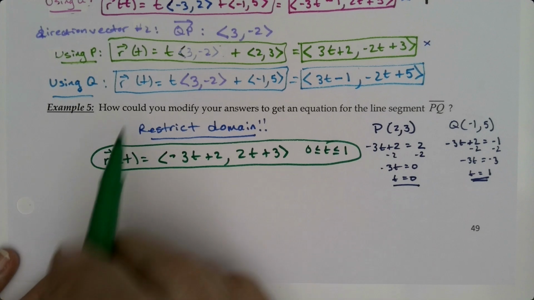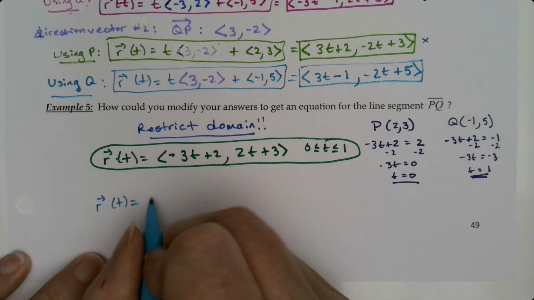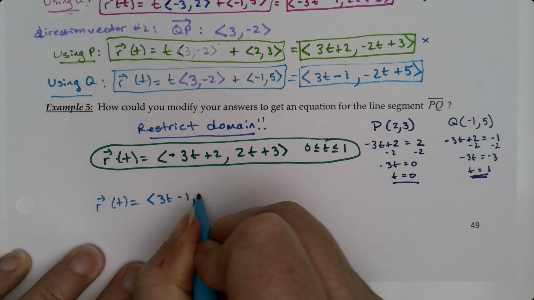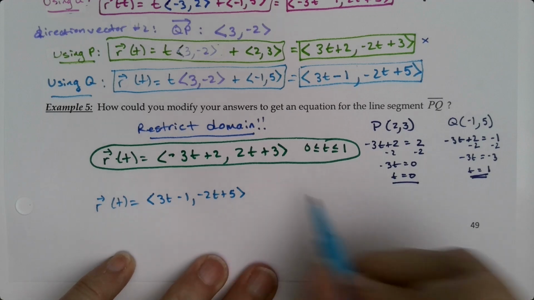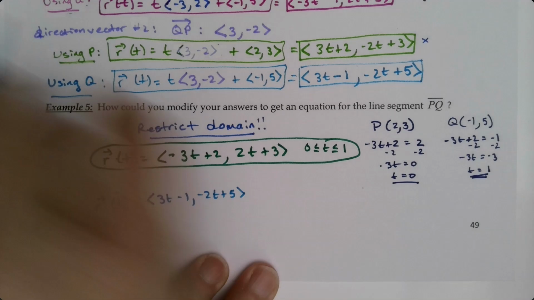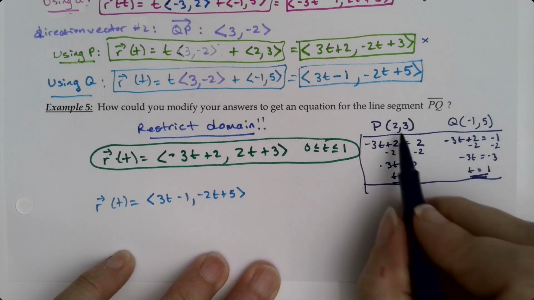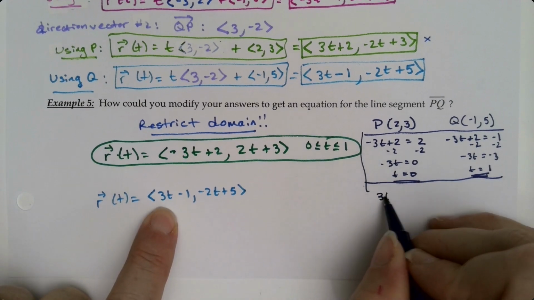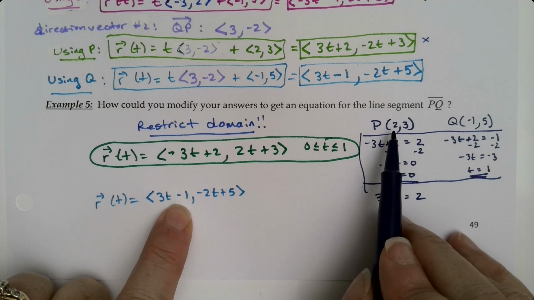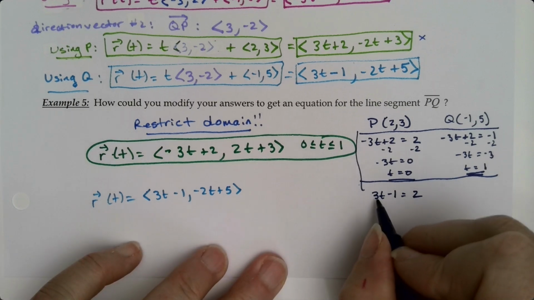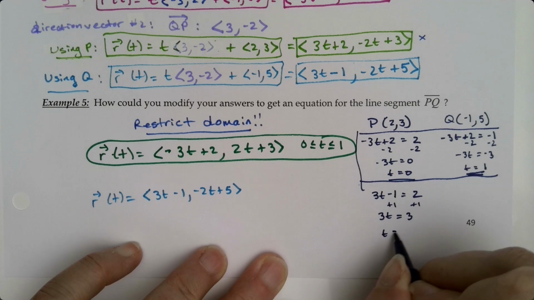All right, what if we did it for the blue one? Okay, so then r of t would be equal to 3t take away 1, negative 2t plus 5. And then we'd have to do this whole PQ thing over again, right? Because it's different. Now I would need 3t minus 1 to be equal to 2, right? Because the x component would have to be equal to the x component for that point. So add 1, so 3t equals 3, so t equals 1.